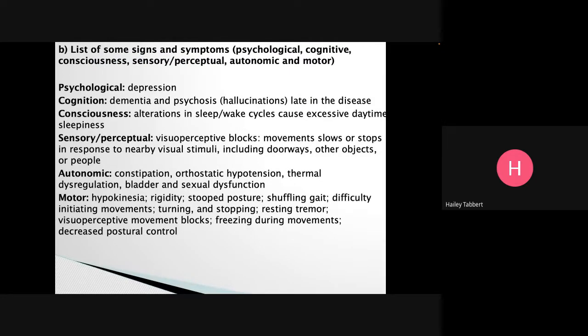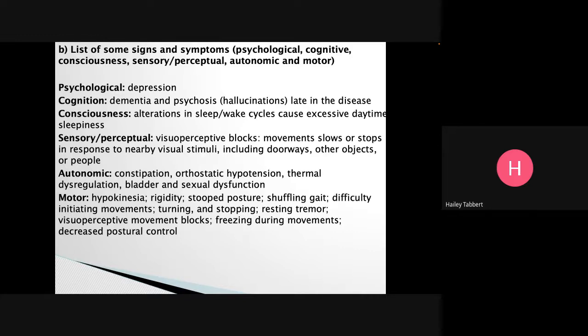So this is actually one of your tutorial questions, so I suggest getting this stuff down. List some of the signs and symptoms of Parkinson's disease. One of the main psychological symptoms is depression. Cognition-wise, dementia is very common, and psychosis as well late in the disease. So these are hallucinations. In terms of consciousness, Parkinson's can alter the sleep-wake cycles and cause very excessive daytime sleepiness.